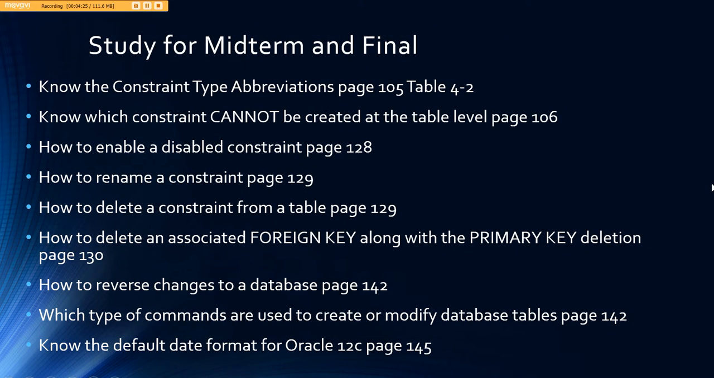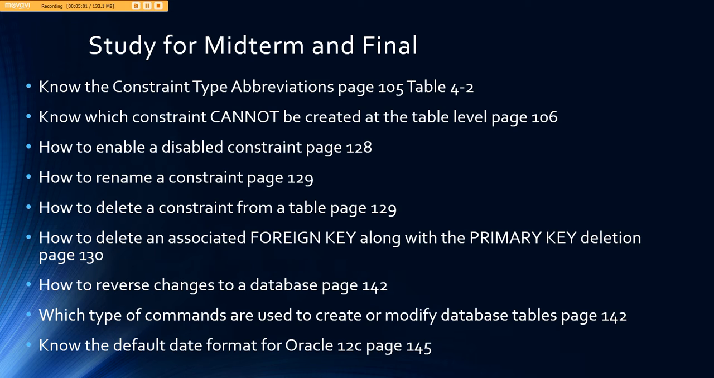To study for the midterm and final, know the constraint type abbreviations on page 105, table 4.2. Know which constraint cannot be created at the table level, page 106. How to enable a disabled constraint, page 128. How to rename a constraint, page 129. How to delete a constraint from a table, page 129. And how to delete an associated foreign key along with the primary key deletion, page 130.